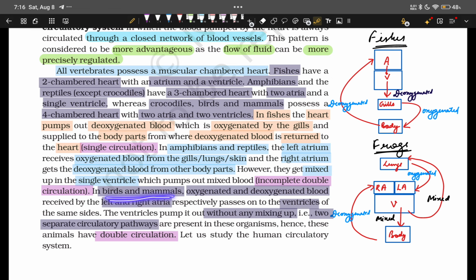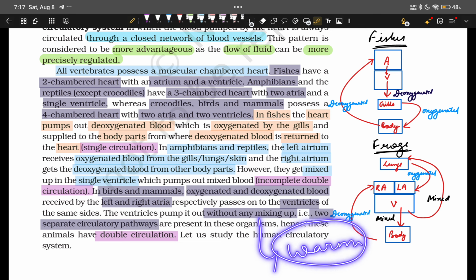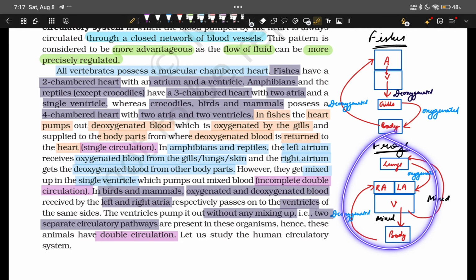But in mammals and birds, oxygenated and deoxygenated blood in the left and right atria is pumped to their respective ventricles without any mixing, in separate circulatory pathways, and therefore this is called complete double circulation, or simply double circulation. Birds and mammals are called warm-blooded organisms, because they can maintain their body temperature. You have to understand this very clearly: in humans there is no mixing of blood, but in the frog there is mixing of blood.